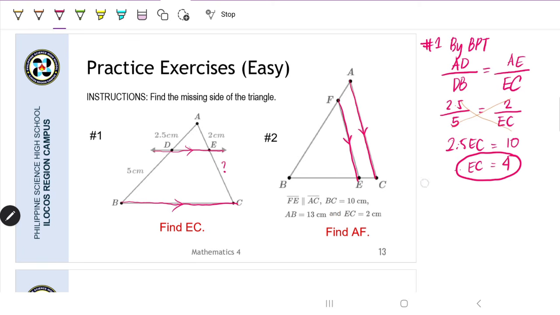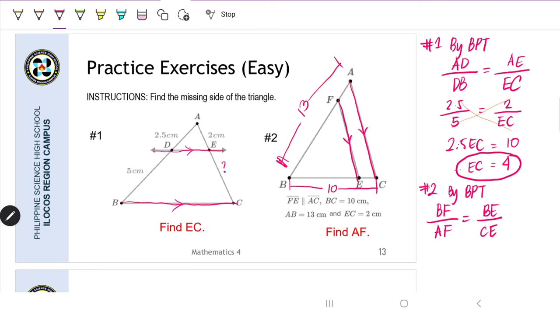So we can say that by BPT, the following proportion applies. So BF over AF equals BE over CE. Okay? So given BC equals 10, so this side right here is 10 overall. AB is equal to 13. So from B to A is 13. And EC is equal to 2. Okay, so those are the given.